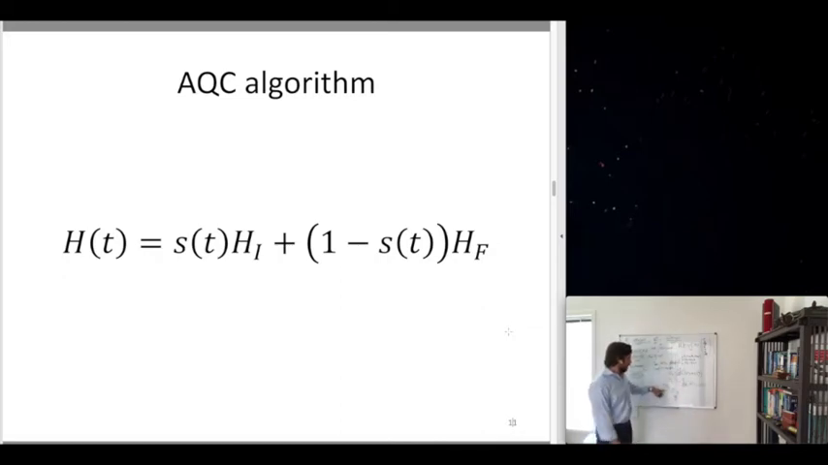So you see, remember s of t, that function here, that you see on the left side. The overall Hamiltonian of the system at time t is given by the initial Hamiltonian times s of t plus 1 minus s of t times the final Hamiltonian. And if you look at that, that tells you something. That tells you as time progresses, the initial Hamiltonian becomes less important and the final Hamiltonian becomes more important. It gets more weight. And that is what an adiabatic quantum computer does.